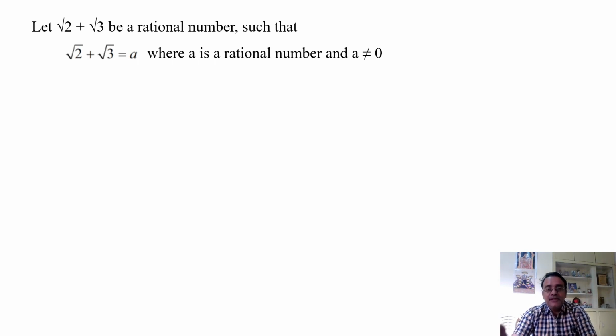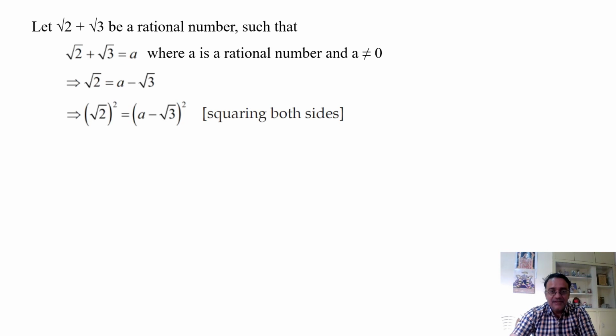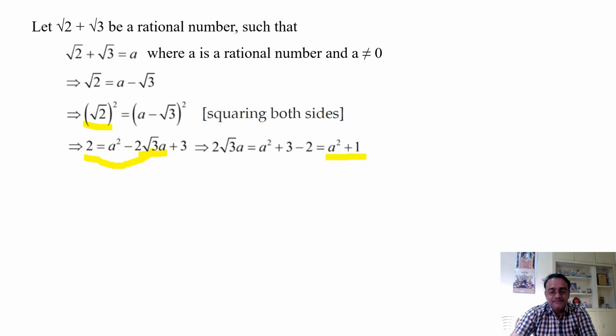Now we'll shift any one of root 2 and root 3 to the right hand side. So I am shifting root 3. Now again squaring both sides, we'll get root 2 square will become 2, and (a minus root 3) whole square will become a square minus 2a root 3 plus 3. Okay. Now we will shift this to the left hand side, so it will become plus, and 2 to the right hand side it will become minus. So 3 minus 2 is 1. So finally we will get root 3 equals a square plus 1 upon 2a.